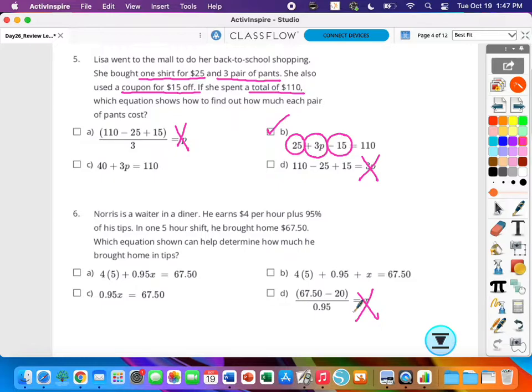$4 per hour plus 95% of his tips. But then it goes on to say he works 5-hour shift. So $4 per hour is actually 4 times 5.